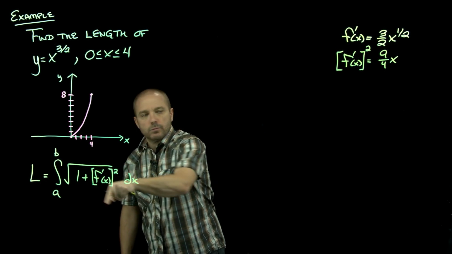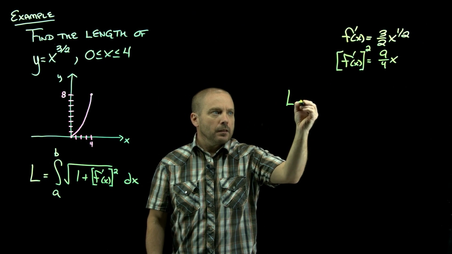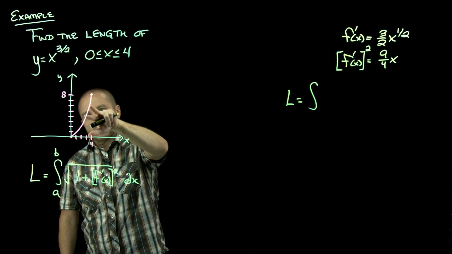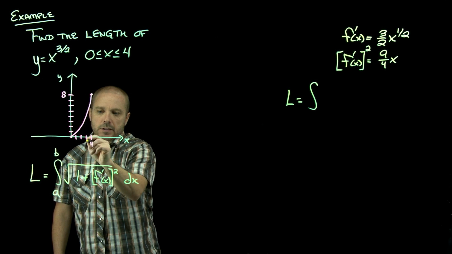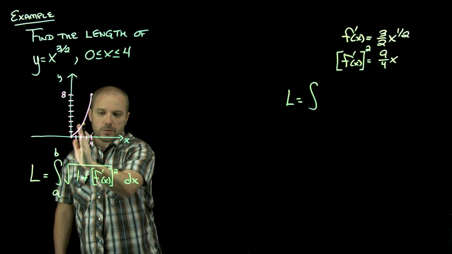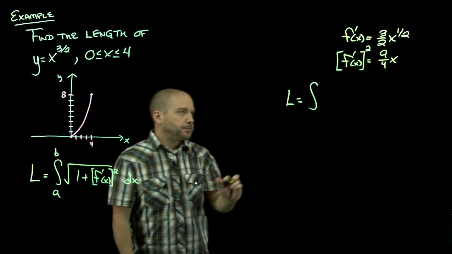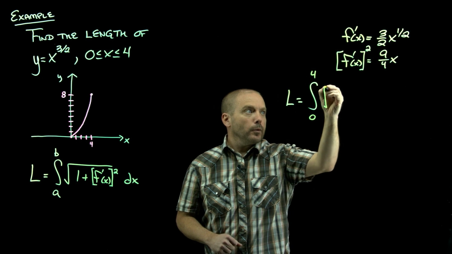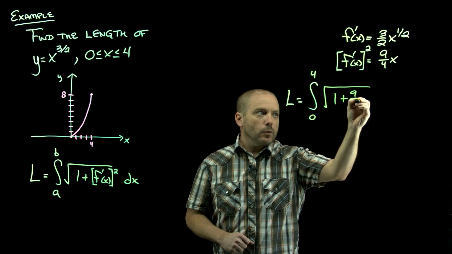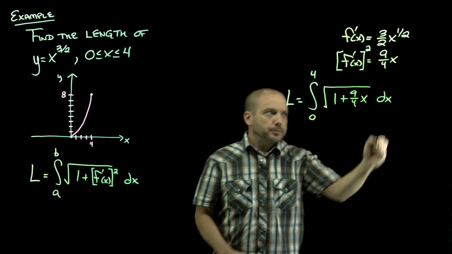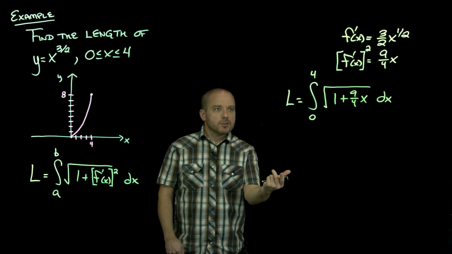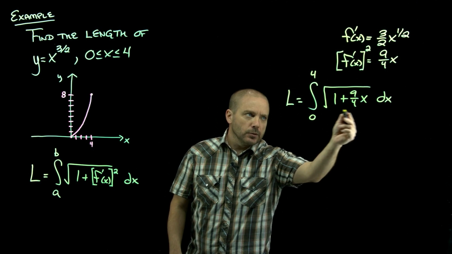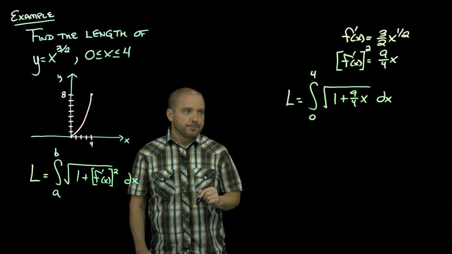Now, plug into our formula here, the length. So remember, the idea is we're chopping this thing into a bunch of little line segments, and we partition the x-axis. We're starting here at x equals 0, going to x equals 4. And then we have the square root of 1 plus 9/4 x. Now, if this was just square root of x, it'd be no problem. So we're going to need to do something to reduce this down. We can use a u substitution.